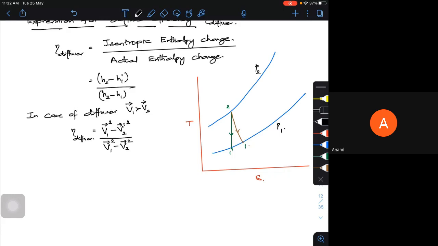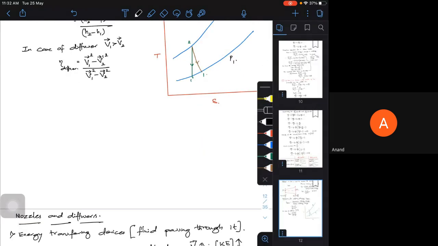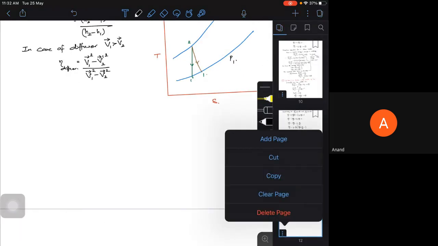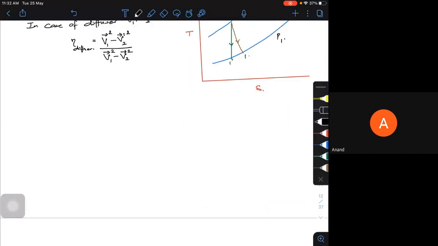Okay, now if I try to use the TdS equation, from the TdS equation, TdS is equal to dH minus VdP, and for dS equal to 0.